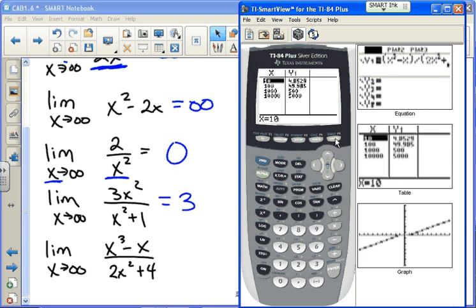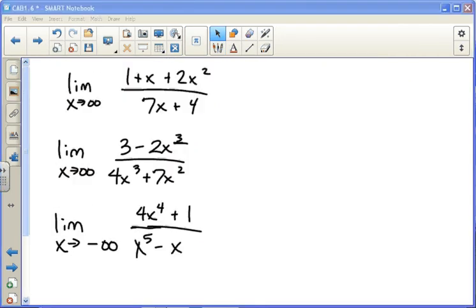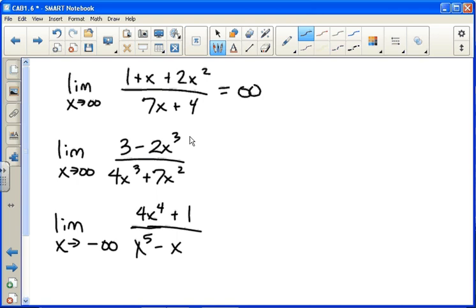Now it turns out there's some really nice shortcuts for taking the limits of these things when they're rational functions like this. So what I'm going to do is go ahead and tell you what the answer to these three are. The top one is going to be infinity. The middle one is going to be negative 2 over 4, which reduces to negative 1/2. And the bottom one is going to be 0.